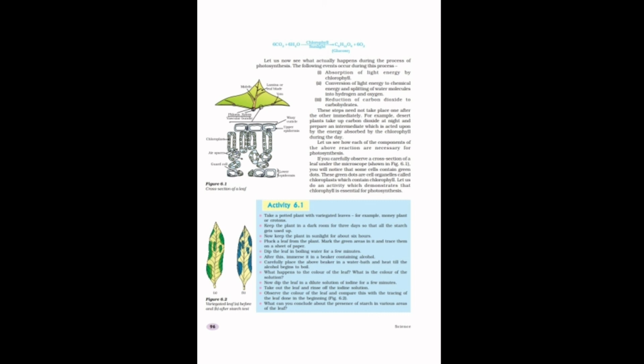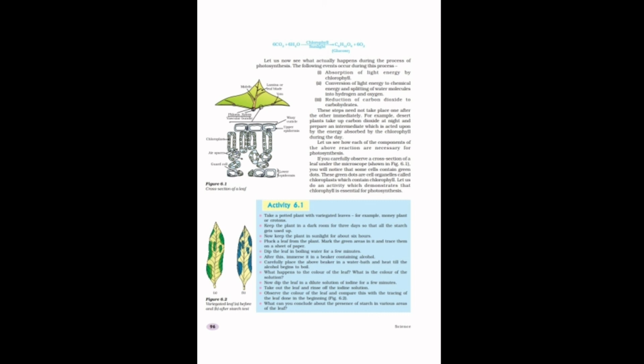These green dots are cell organelles called chloroplasts, which contain chlorophyll. Let us do an activity which demonstrates that chlorophyll is essential for photosynthesis. Activity 6.1. First, take a potted plant with variegated leaves, for example, money plant or crotons. Second, keep the plant in a dark room for 3 days so that all the starch gets used up. Third, now keep the plant in sunlight for about 6 hours.